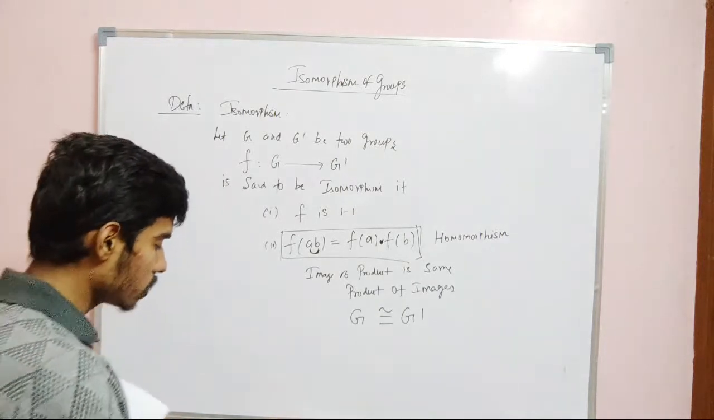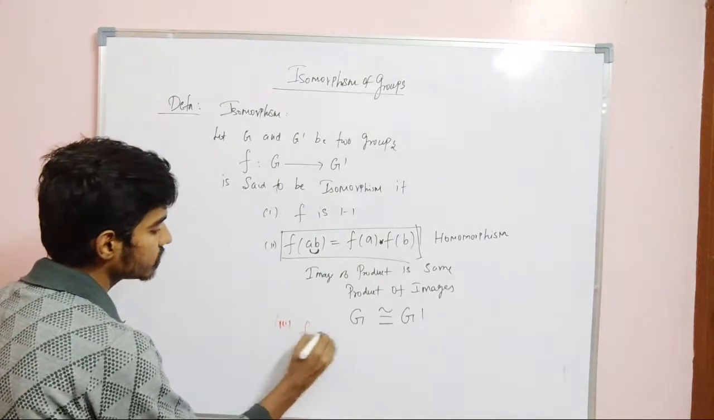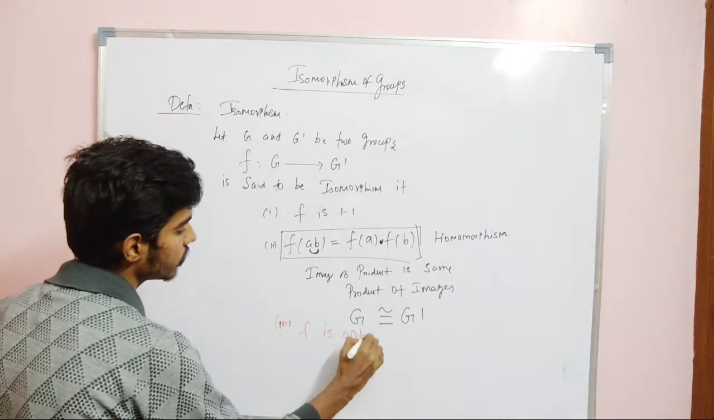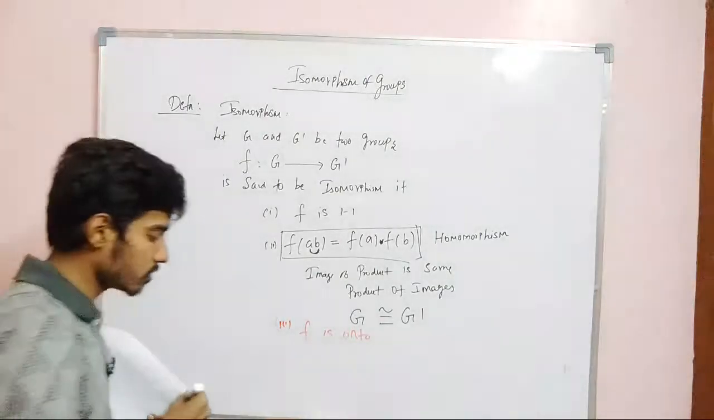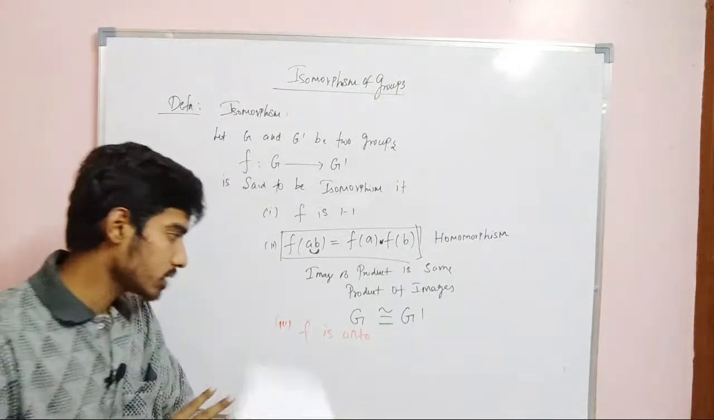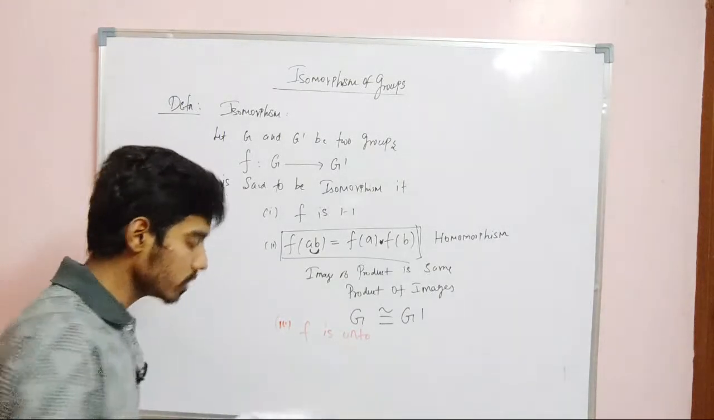So let us add one more condition also. Let us add the third condition: f is onto. This will also be important, right? So 1-1, onto, and f of ab is equal to f of a into f of b, then we say both are isomorphic. So isomorphic means one-to-one has to be included.